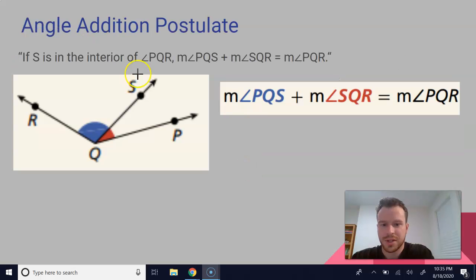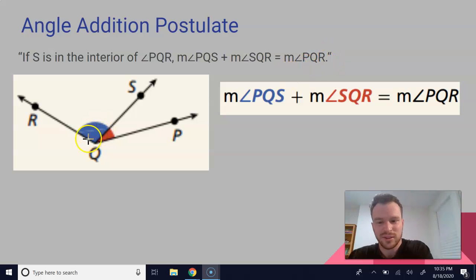Now that we have a better understanding of what angles are, let's discuss the angle addition postulate. It states if point S is in the interior of angle PQR, then the measure of angle PQS plus the measure of angle SQR equals the measure of angle PQR.